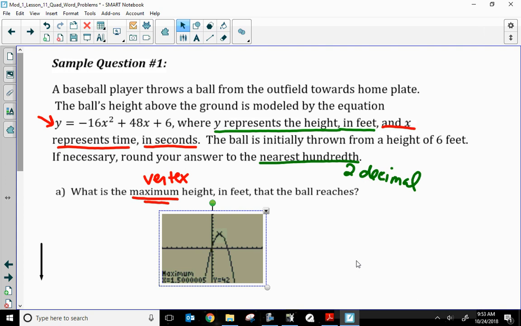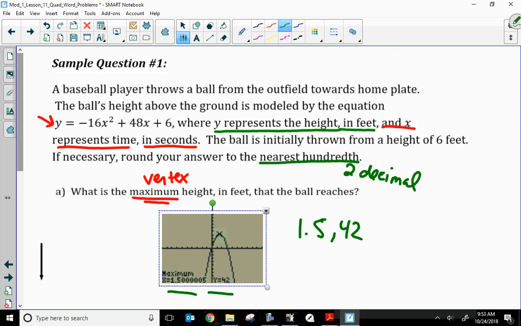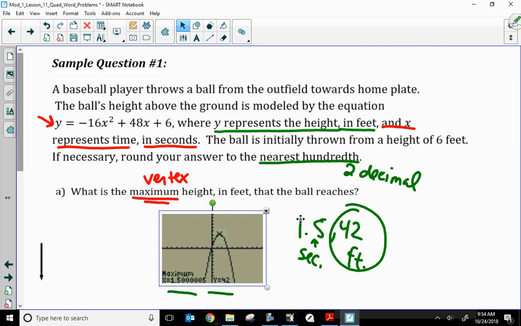So my maximum would be 1.5 comma 42. That is the x and the y value. My x is in seconds. At 1.5 seconds, it is 42 feet. There you go. And we're going to stop there because I have to teach.